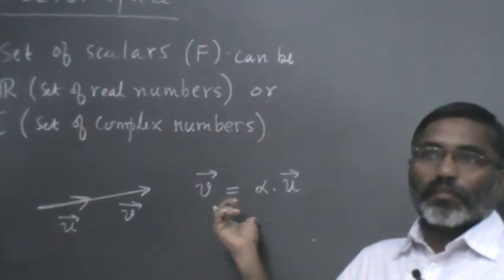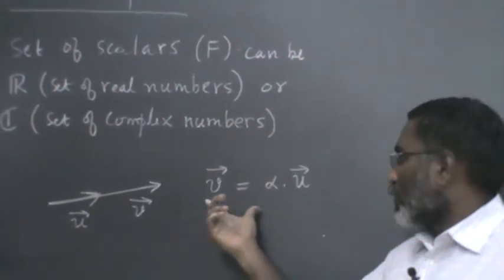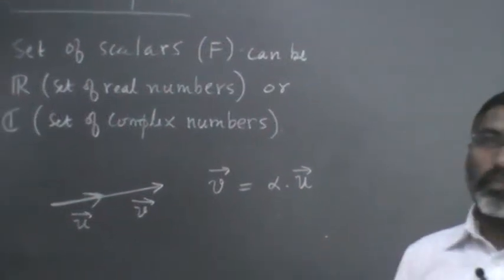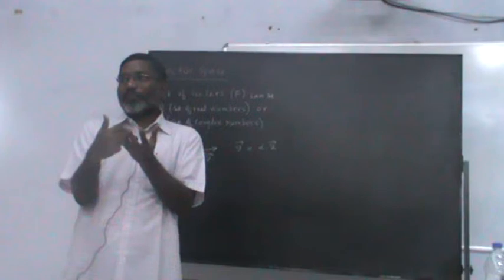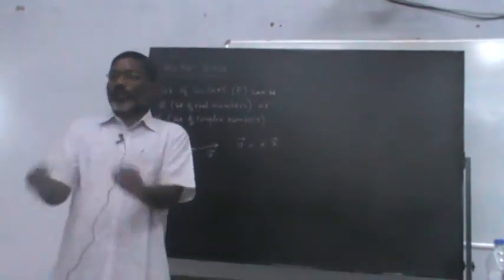There is a dependence. Such a dependence is called a linear dependence. If you can obtain one vector from the other vector, we say these two are linearly dependent.